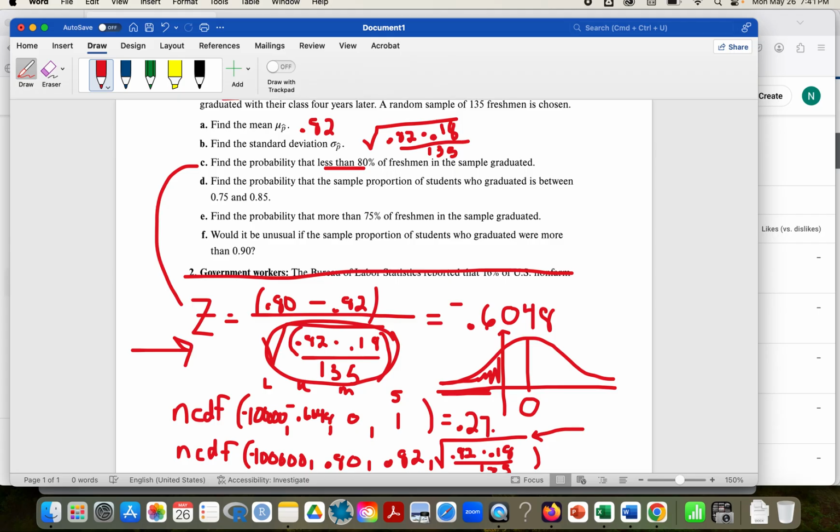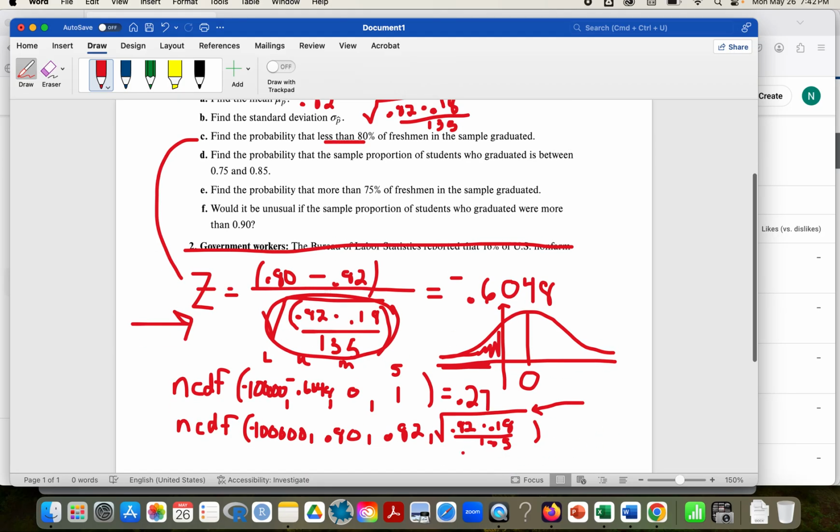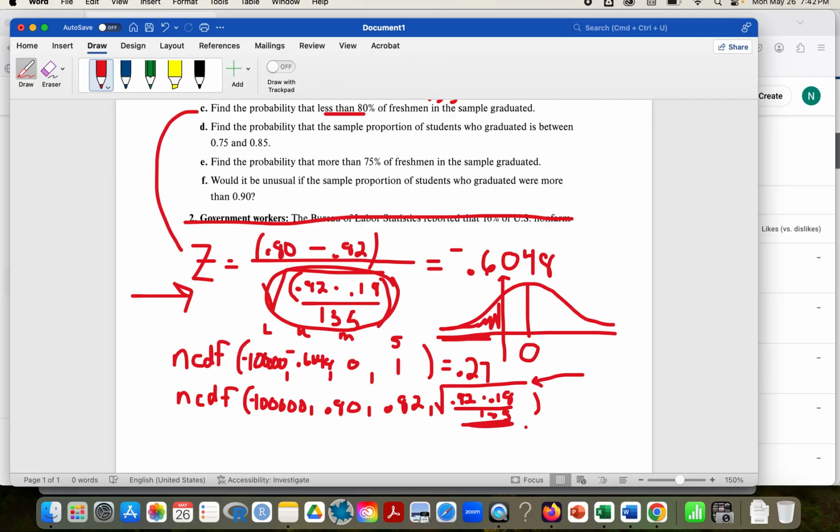I'll just do it quickly. So second vars, normal CDF, negative 10,000. Actually, I've got negative a whole lot of, a 1 with a whole lot of zeros, then 0.80. And at the mean spot, put 0.82, and then at the standard deviation, you're going to introduce the square root. You're going to put 0.82 times 0.18 divided by 135, making sure to close that off so that the whole set of parentheses is in there. All right, and then go to paste, and then hit enter, and you get the same value of 0.2726 and so forth. So just be careful with this component, because that's what tells the computer whether you're working in just a single item or if you're working with a sampling distribution.